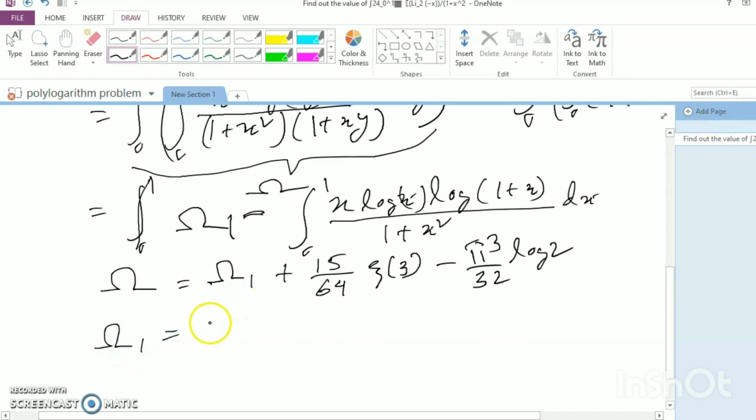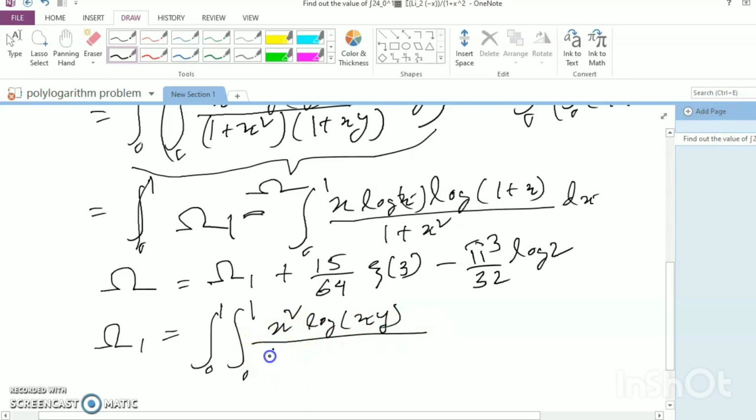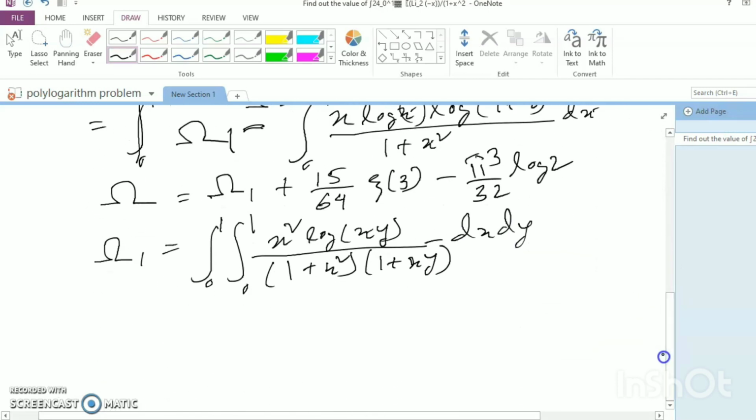Omega 1 can be written as 0 to 1 and 0 to 1, x square log xy divided by 1 plus x square, 1 plus xy, dx into dy. Please check my above integral. Okay, we will check. Now I apply using symmetry.